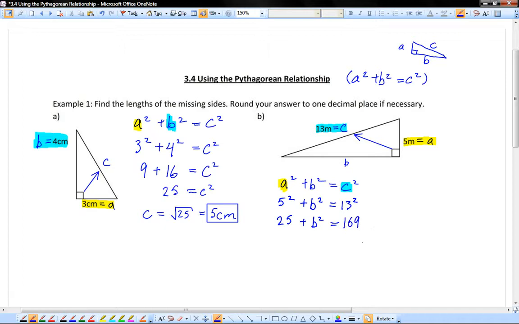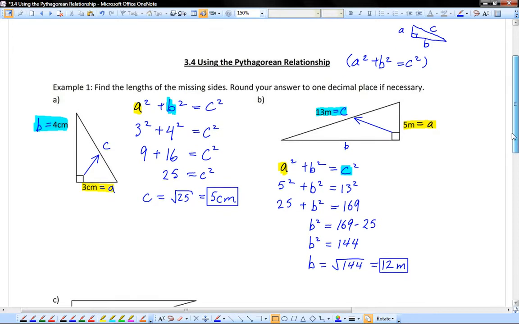And now we're looking to find out what B is. We know that if we square it and then we add 25, it'll give us 169. So what I'm going to do to get B squared is I'm going to do 169 minus 25 first to find out what B squared would be on its own. So B squared is 144. And so therefore, if I'm looking for a number that when I square it, I get 144, that number is going to be the square root of 144. And that's equal to 12. And this is 12 meters in this case. That is the missing side length.